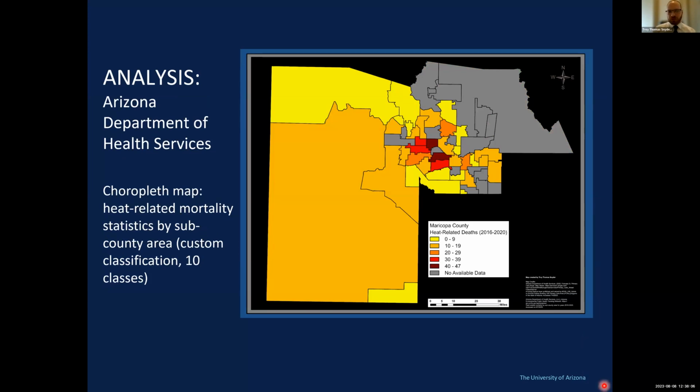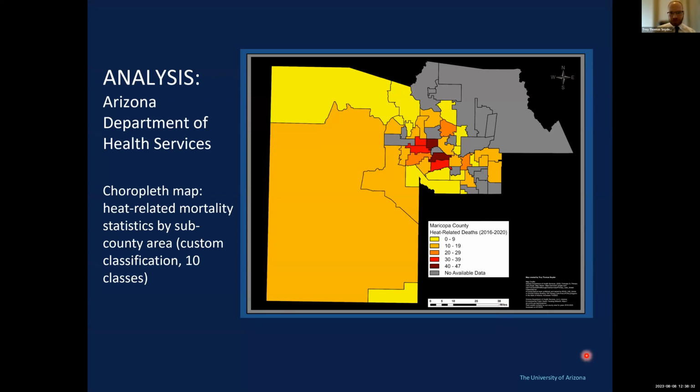So you can kind of get an idea of the makeup of the county. Next, I used historic heat-related death data from the Arizona Department of Health Services, and I mapped it using a choropleth, which is basically just using colors to represent the data. And so the lighter colors are the fewer number of deaths, and going to the darker colors, the maximum number of deaths was 47 for these 2 primary care areas.